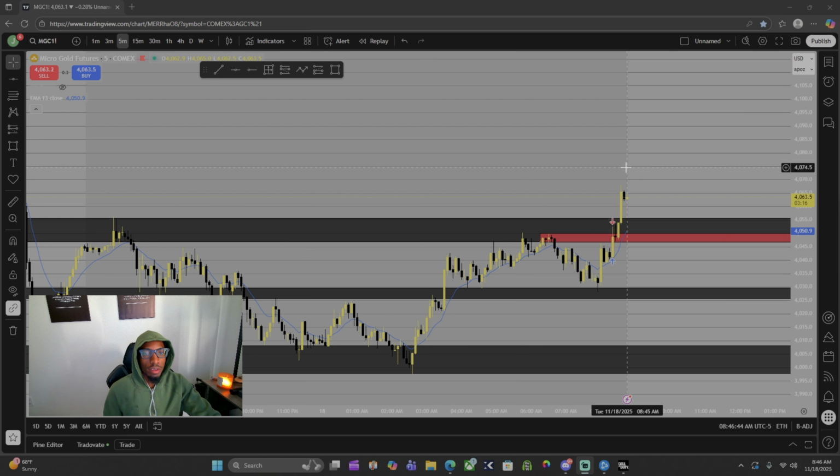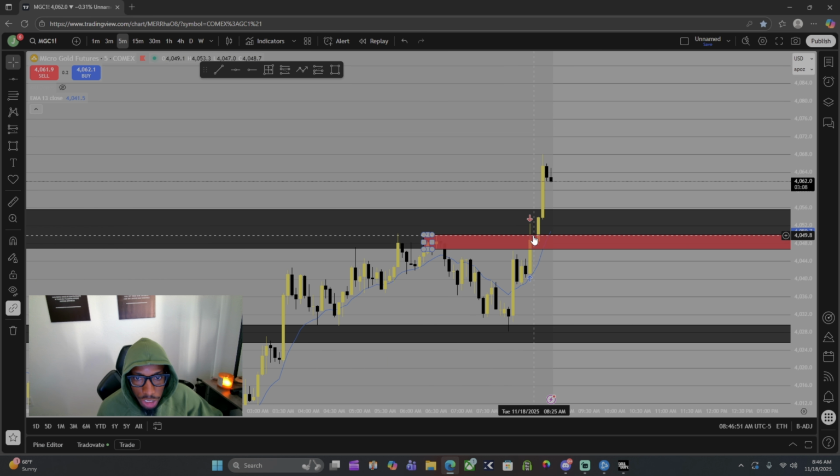All right. So, we got cooked today, bro. So, we were getting a good rejection off of the zone at first. And then, for whatever reason, it just flew straight through it. Like, didn't give any cares about what this zone had going on. So, it literally just flew straight through it. But it is what it is.